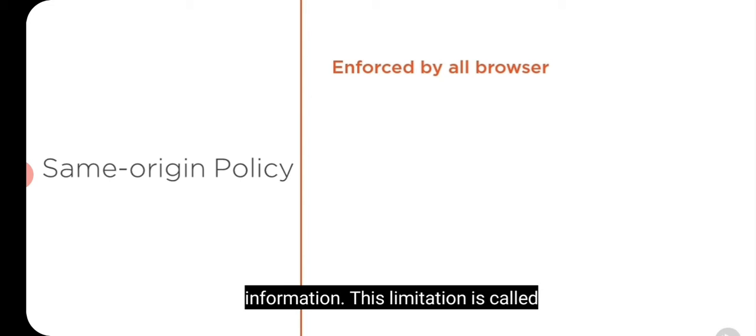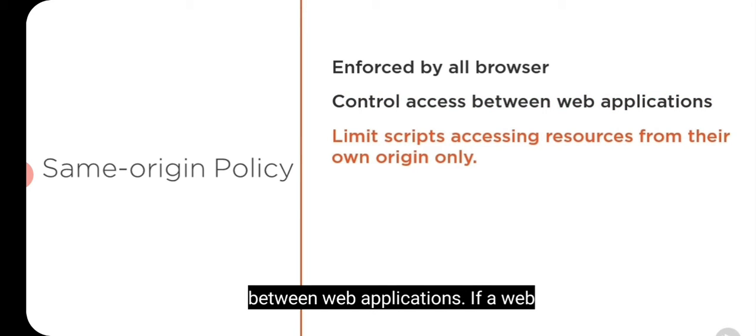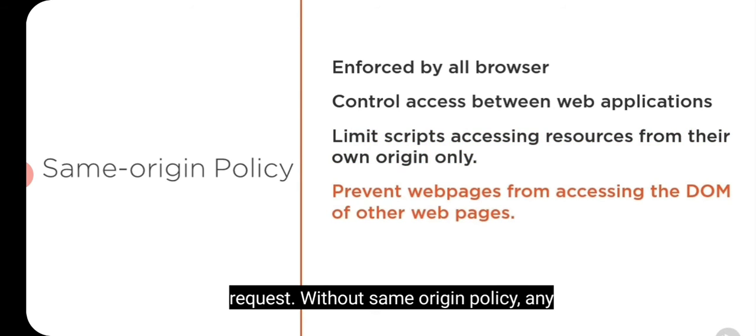This limitation is called Same Origin Policy. It's a rule enforced by browsers which controls access to data between web applications. If a web application isn't configured to allow access to requests from origins that we are making them, the browser will not allow us to access the result, or, in some cases, it will not allow us to make the request. Without Same Origin Policy, any web page would have access to the DOM of other pages.